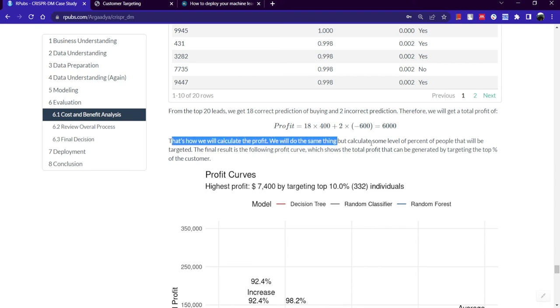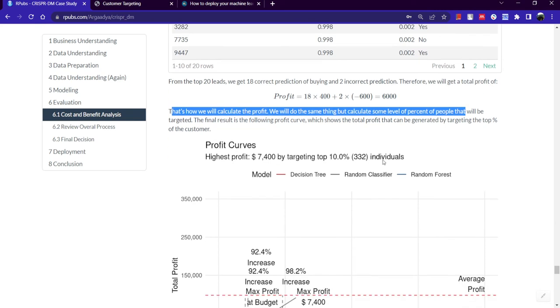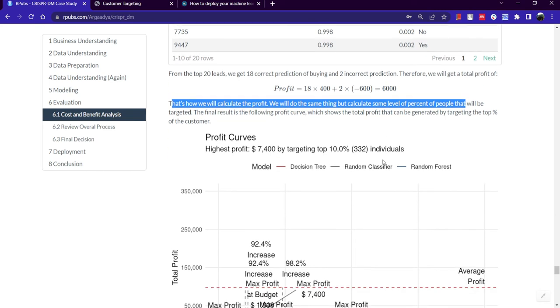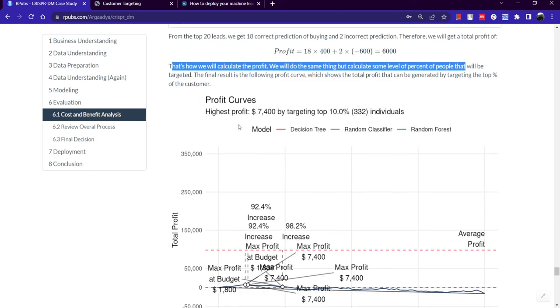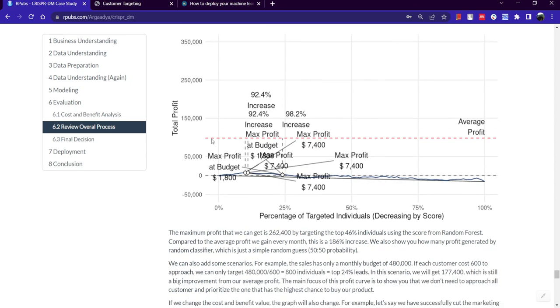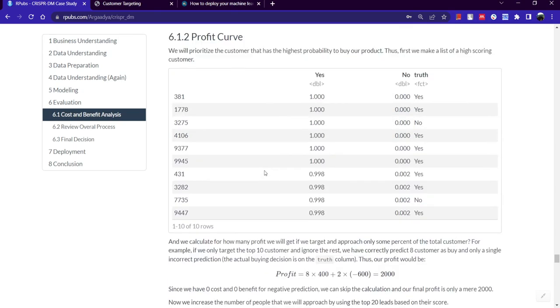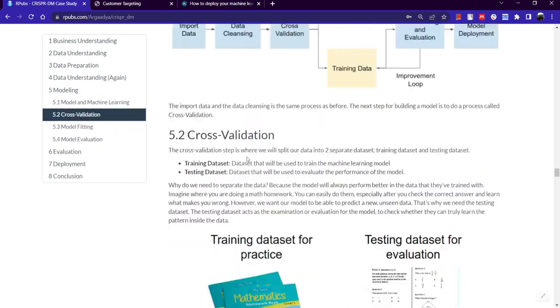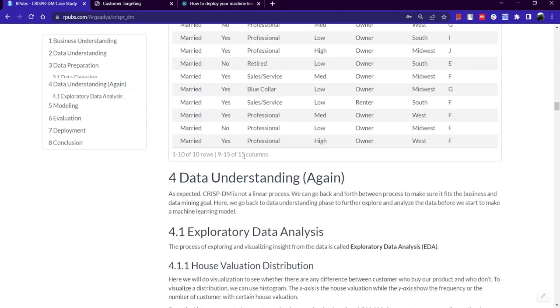We will do the same thing, but calculate for some level of percentage of people that will be targeted. The final result is the following profit curve, which shows the total profit that can be generated by targeting the top percent of the customers. And this figure actually shows the highest profit you're going to make by targeting the top 10%. That means you're going to target 332 individuals or customers. Okay, so here is the average profit. Remember the average profit we've seen at the beginning, where the company is making.